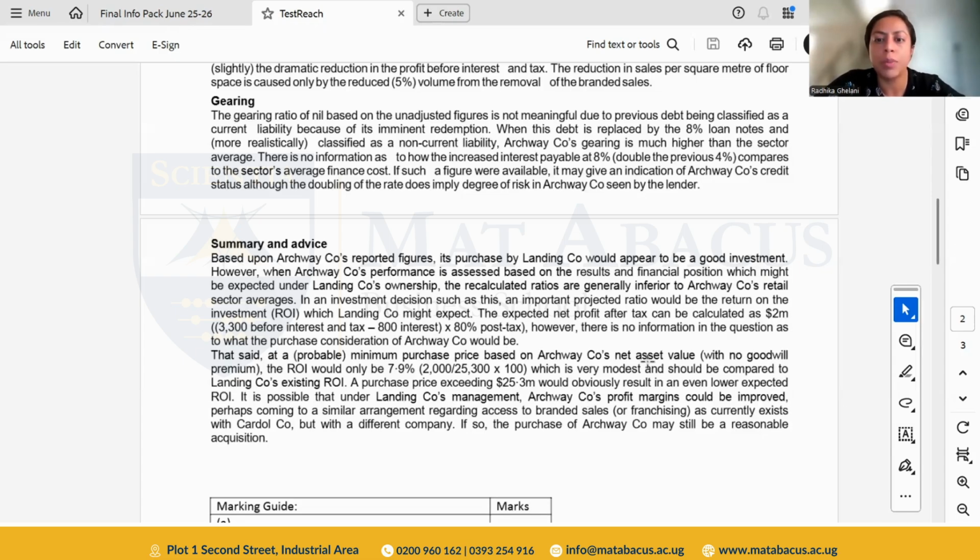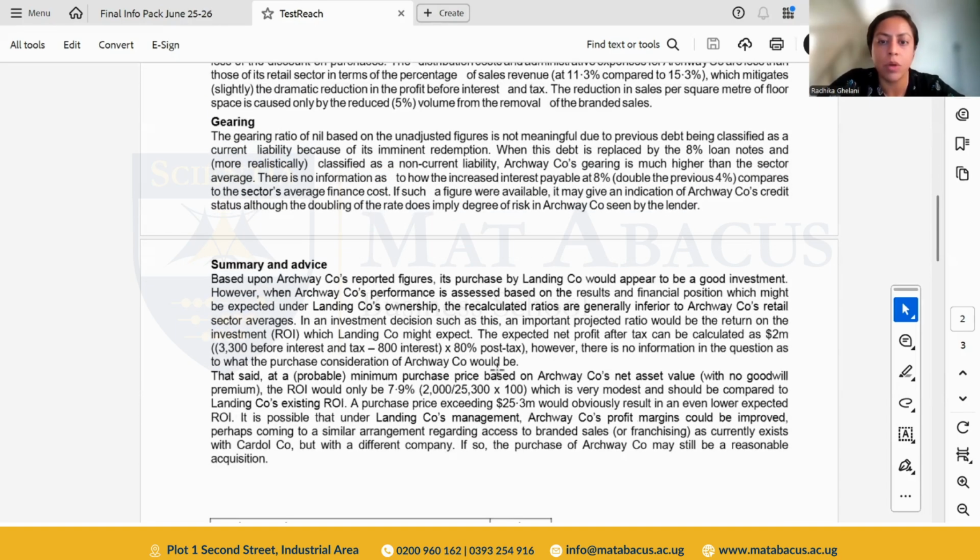The minimum purchase price is based on the net asset value, and you can compute the ROI. 2,000 is going to be your profit, divided by 25,300, which would be the minimum purchase price based on the net assets. I'm not going back to the question, but you can get the net assets by looking at the SOFP given. Multiply that by 100, and it gives you an ROI of 7.9%. Is 7.9% good or bad? We can't comment without knowing the existing ROI of the company.